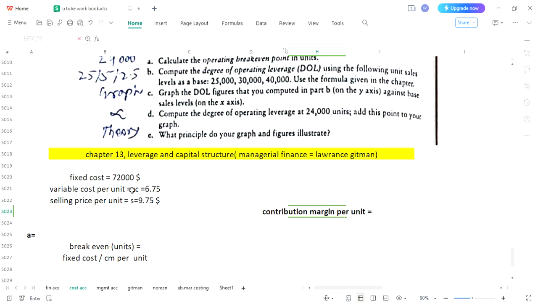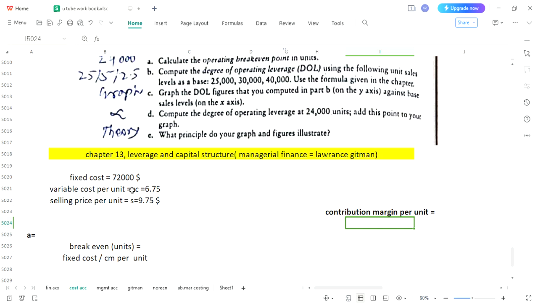And how do we calculate contribution margin per unit? Basically it's the difference between sale price and variable cost. Since per unit is required, you will write sale price per unit and you will subtract your variable cost per unit, with which you can calculate your contribution margin per unit. Kindly keep it in your mind. Sale price per unit is given over here, 9.75, and we need to subtract variable cost per unit, which is 6.75.